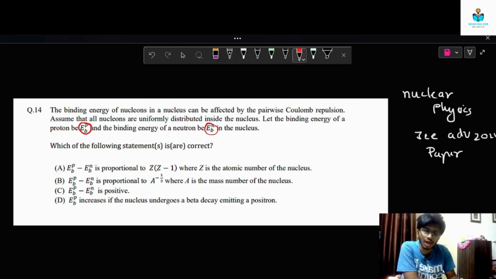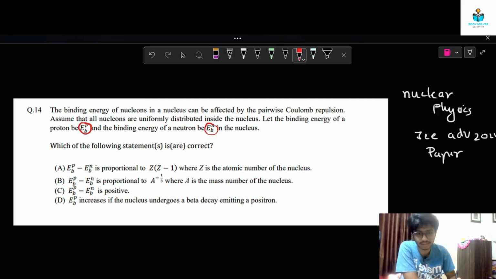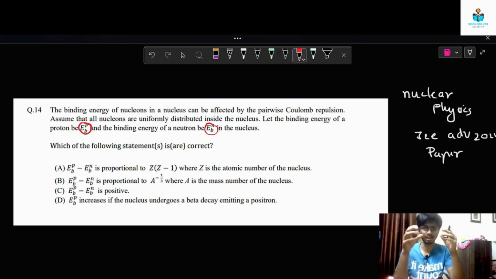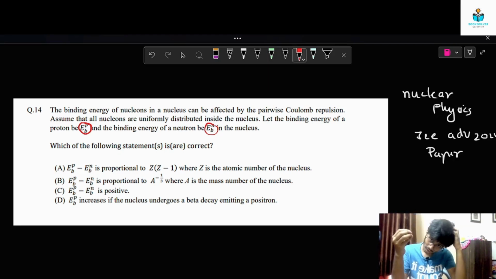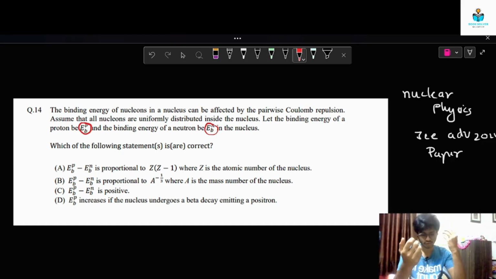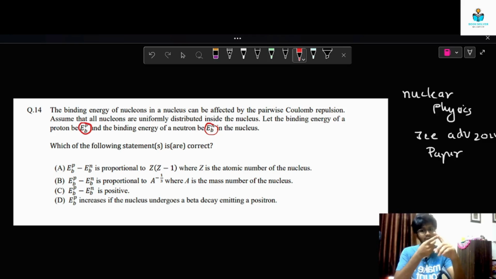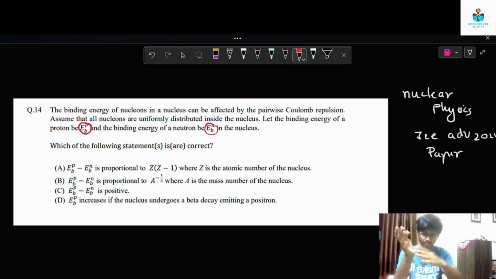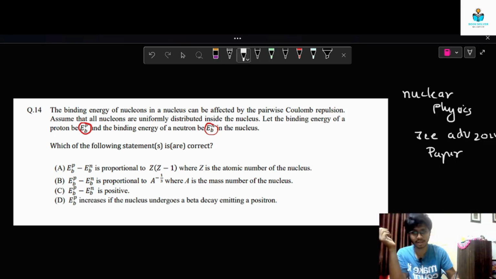Okay. Now, first of all, let us understand one thing. In a nucleus, there are equal numbers of protons and neutrons, right? So protons will be repelled by each other, because of the positive repulsion, and neutrons won't be repelled by anything because they don't have any charge. So that means removing a proton is simpler than removing a neutron. That implies that the binding energy of a proton is less than the binding energy of a neutron.